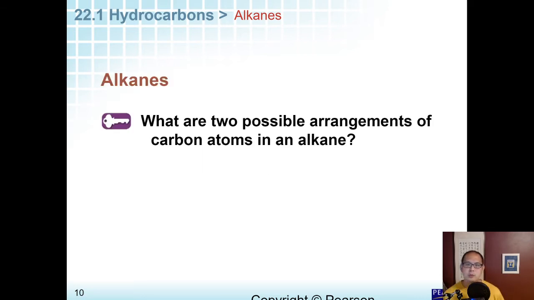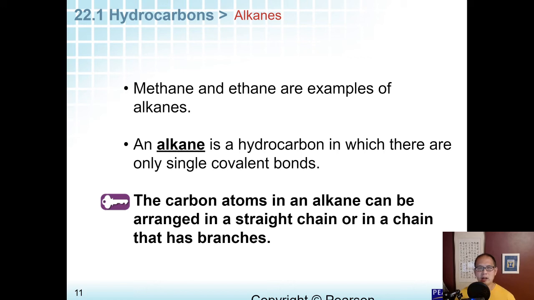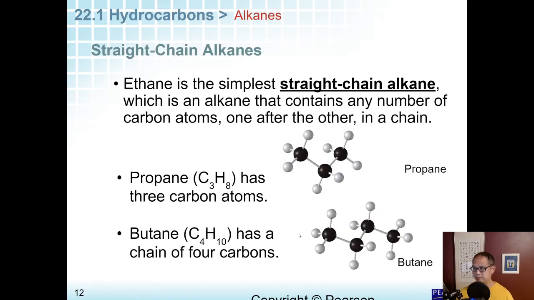Okay. What are two possible arrangements of carbon atoms in an alkane? Okay, alkane, this is important. When you see alkane, or this suffix -ane, that means you have a hydrocarbon in which there are only single covalent bonds. No double bonds at all. Now, the carbon atoms in an alkane can be arranged in a straight chain or in a chain that has branches. And we're only going to be talking about the straight chain alkanes today. So we're not even going to talk about what branched chains look like for today.